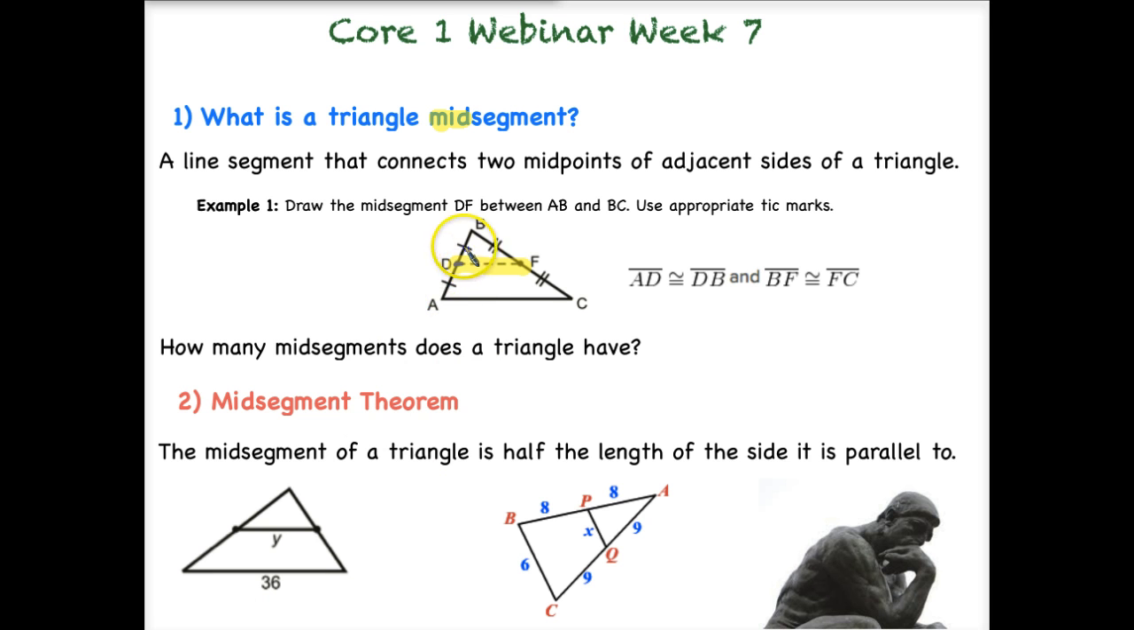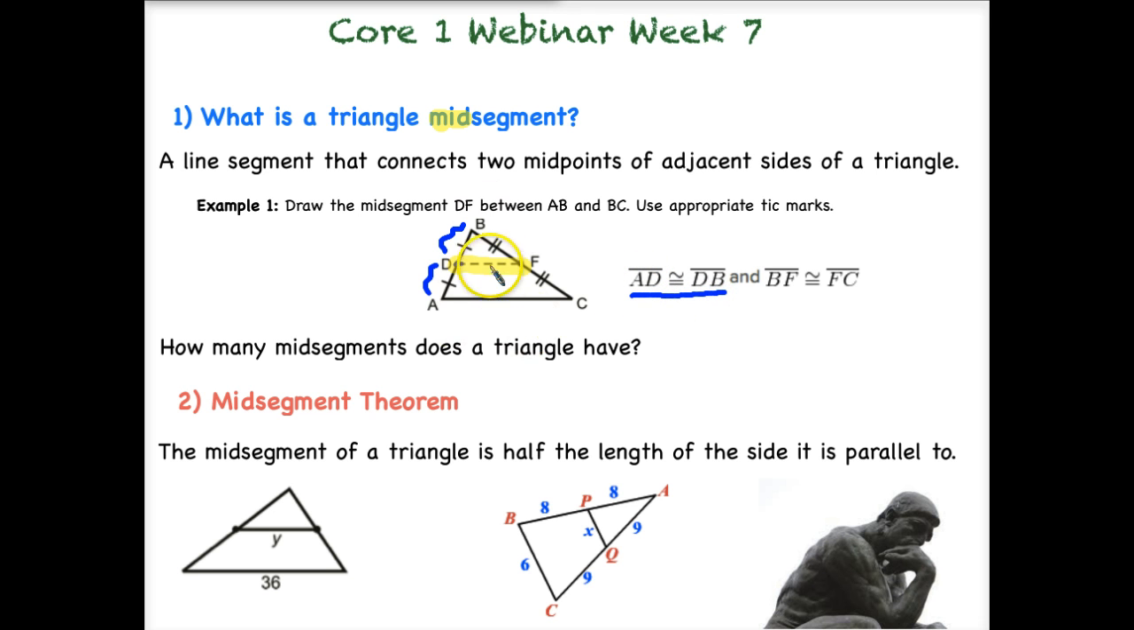I've drawn some congruency marks in here, which means that AD, this little part here, is exactly the same length. In other words, it's congruent to DB, which is that second piece there. And that's what this says: AD is congruent to DB.